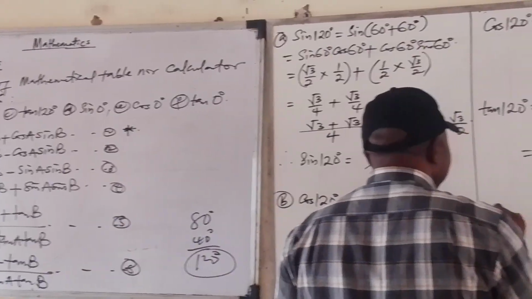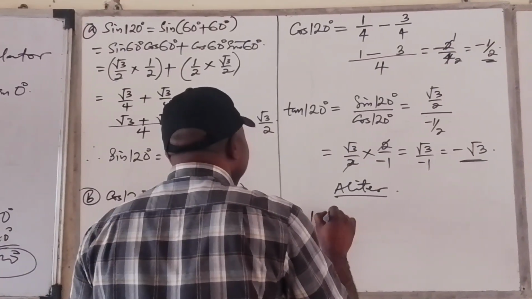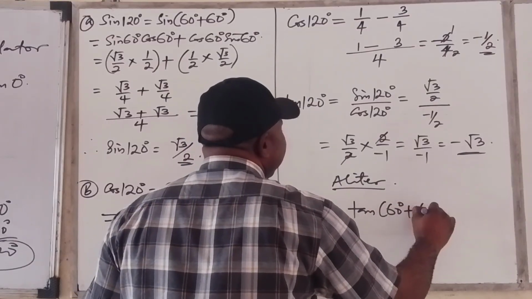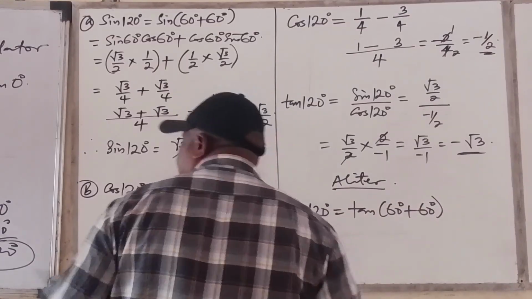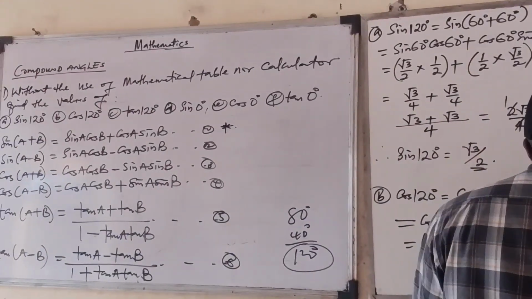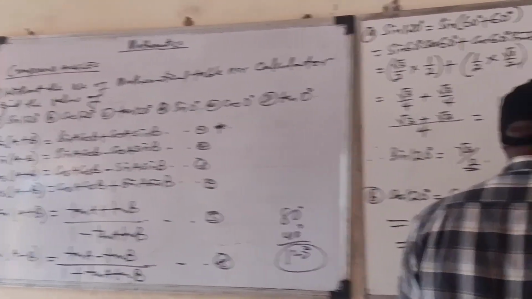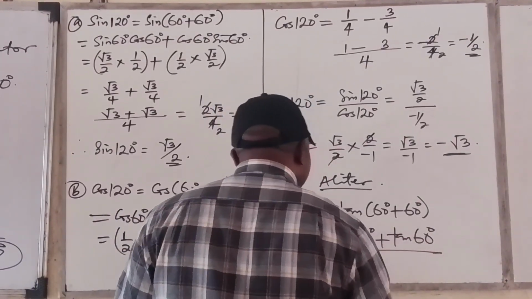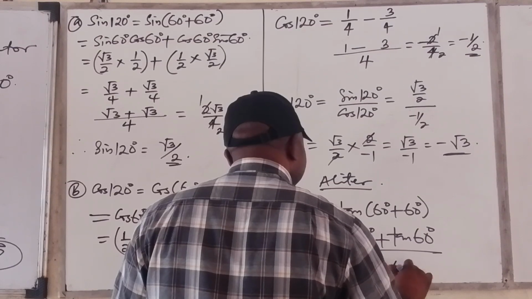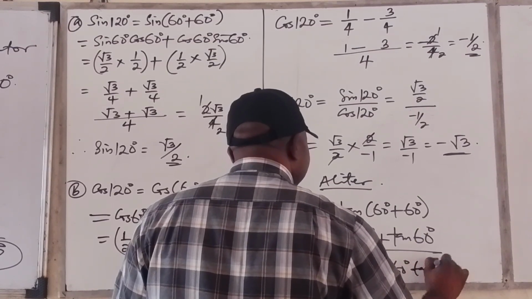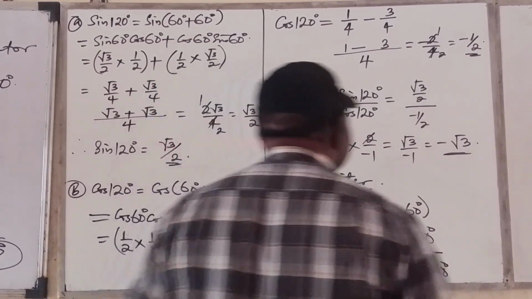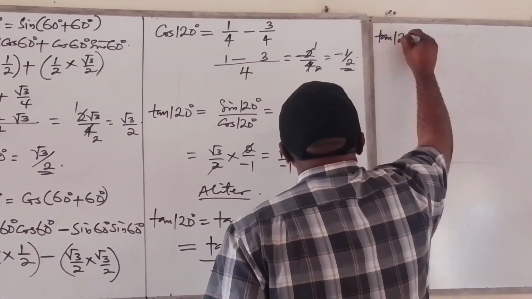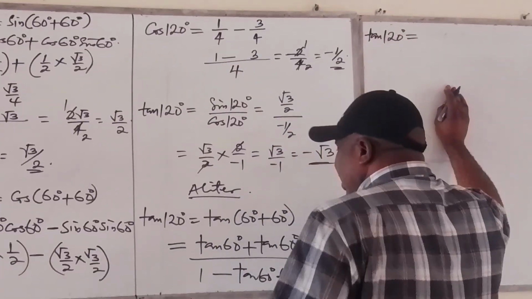Tan 120 degrees is tan 60 degrees plus 60 degrees. So from the relationship there, it will be tan 60 degrees plus tan 60 degrees all over 1 minus tan 60 degrees tan 60 degrees. So now looking at this, tan 120 degrees will be equal to, now let's look at tan 60.